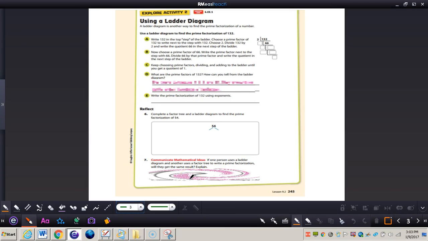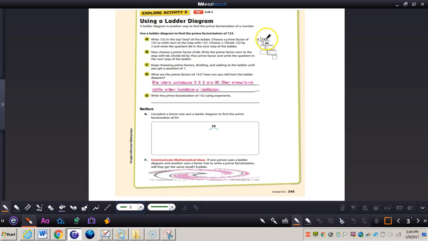Now we looked at using a factor tree. Now we're going to be taking a look at using a ladder diagram. And a ladder diagram is just another way to find the prime factorization of a number. So we can see 132. We're going to use a ladder diagram to find the prime factorization of 132.